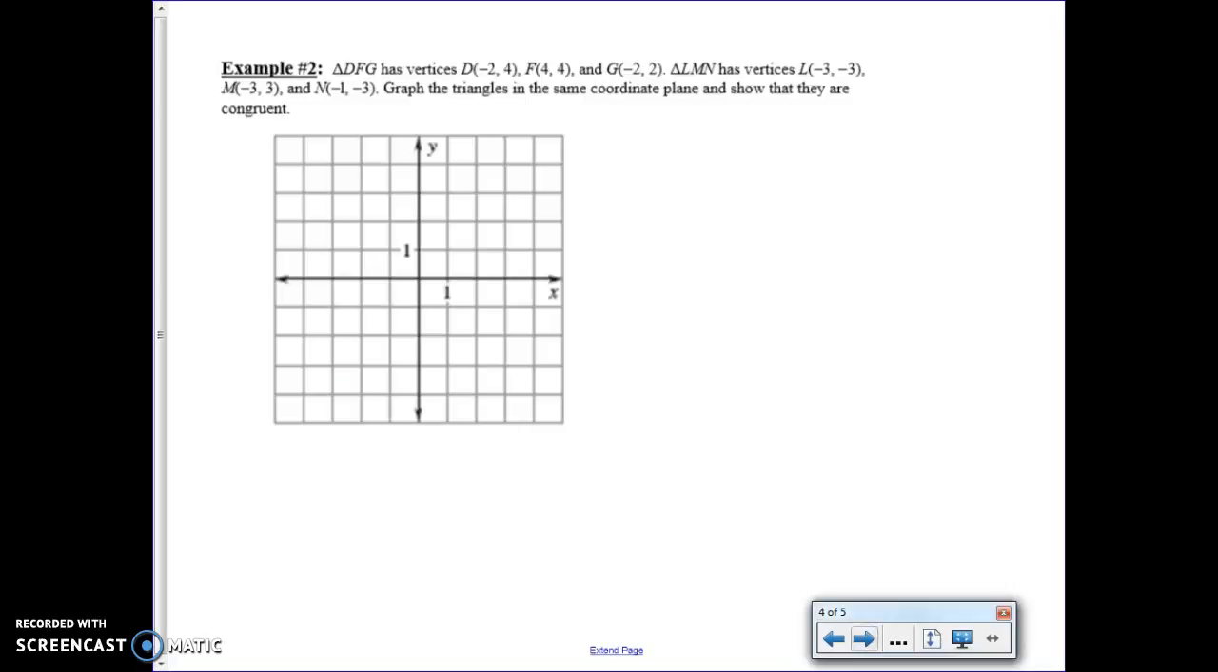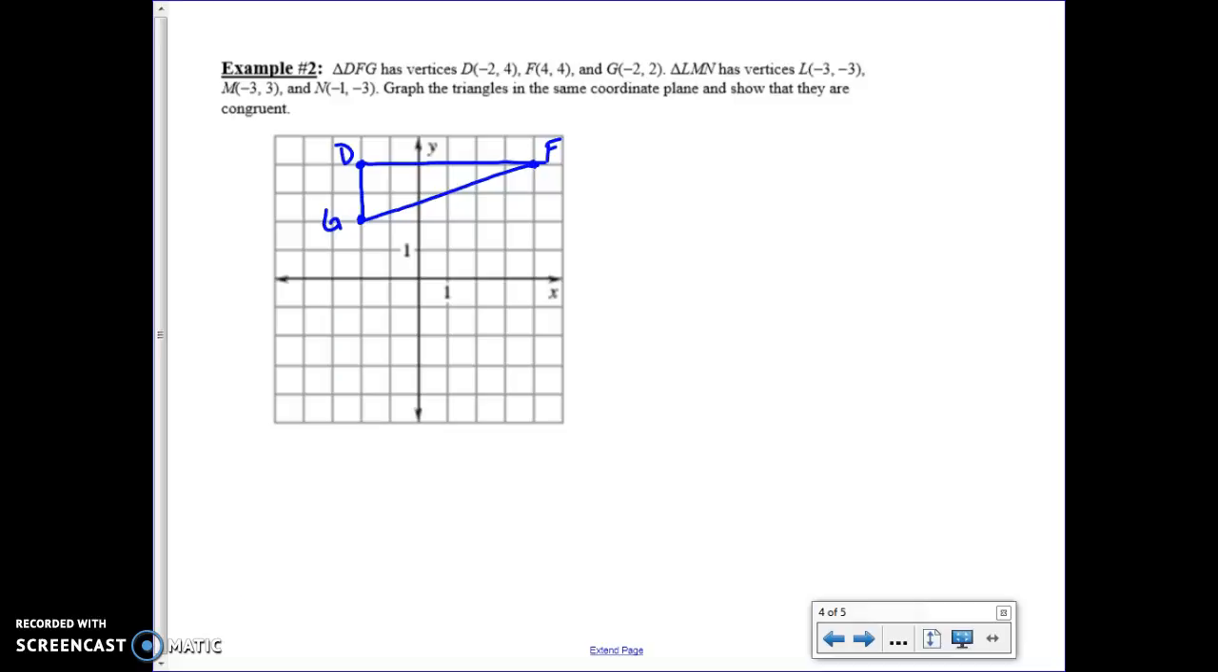All right, so let's check out this graphing. We have triangle DFG and triangle LMN. And I'm going to go ahead and plot those points while you plot those points on your own notes. So -2 means left 2, and then I go up 4 for point D. And then I'm going to go right 4 and up 4 for point F. And then point G is -2, +2. I'm going to go ahead, hopefully you have a straight edge that you're using. I'm sketching this in to save time.